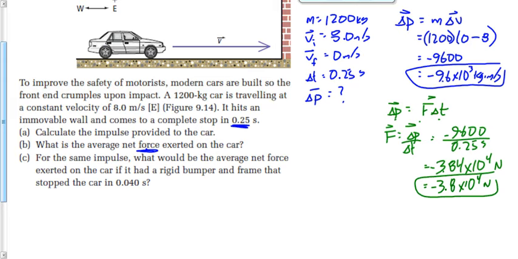So for this one, we're going to say, once again, F is equal to delta P over delta t, which is negative 9,600 divided by 0.040 seconds.